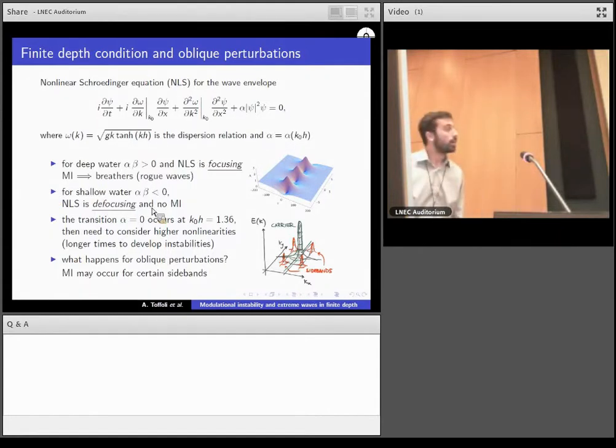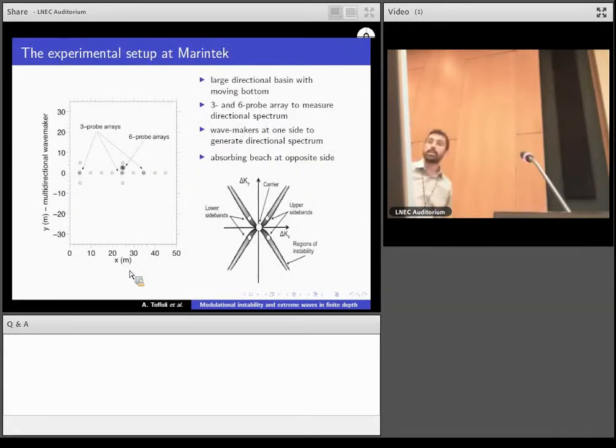So this was the aim of our experiment. We wanted to see if all this theory and all the numerical results that were already carried out were essentially true. So we went to MARINTEK, and we used the MARINTEK large directional basin, which is a big basin, 50 meters wide and 70 meters long. And here on that side, the basin has wave makers, which may produce directional waves. We equipped the basin with some probes, so we are able to measure time series of the surface elevation. And at this side of the basin, there is a beach which is capable of absorbing waves, so we don't have waves coming back from this direction.